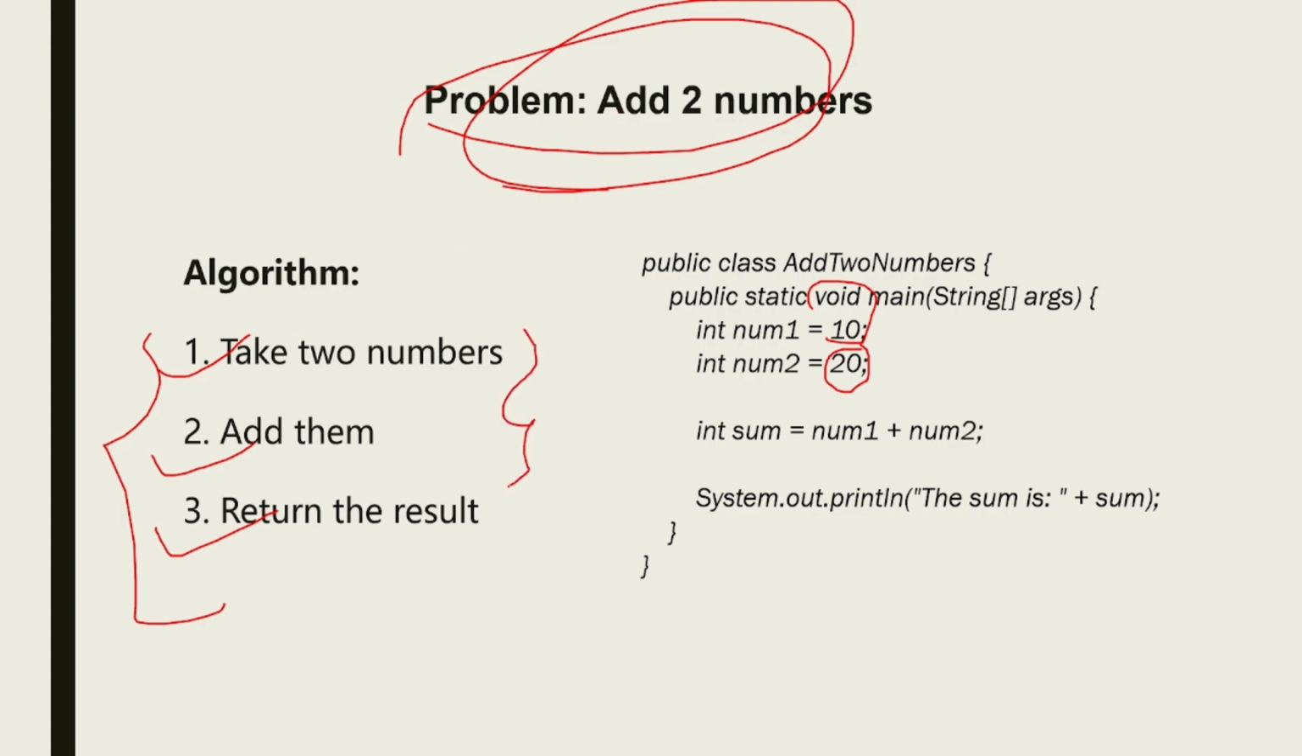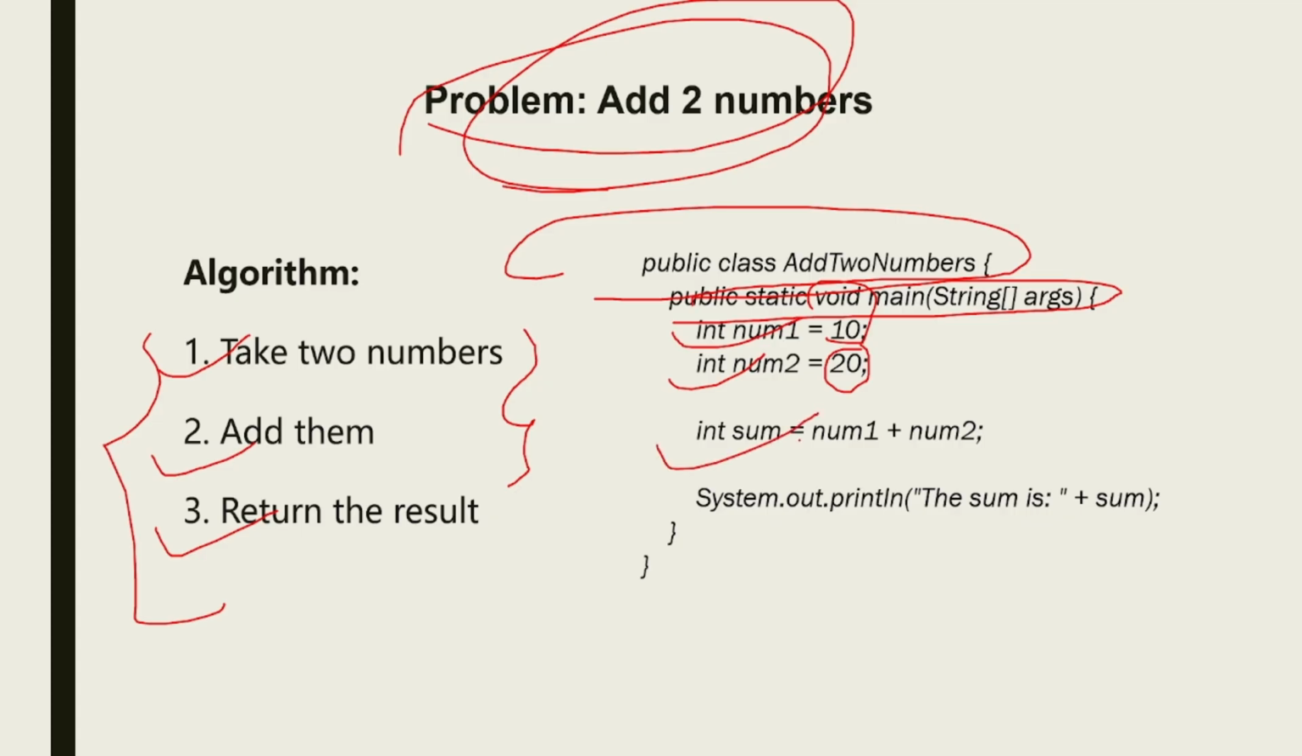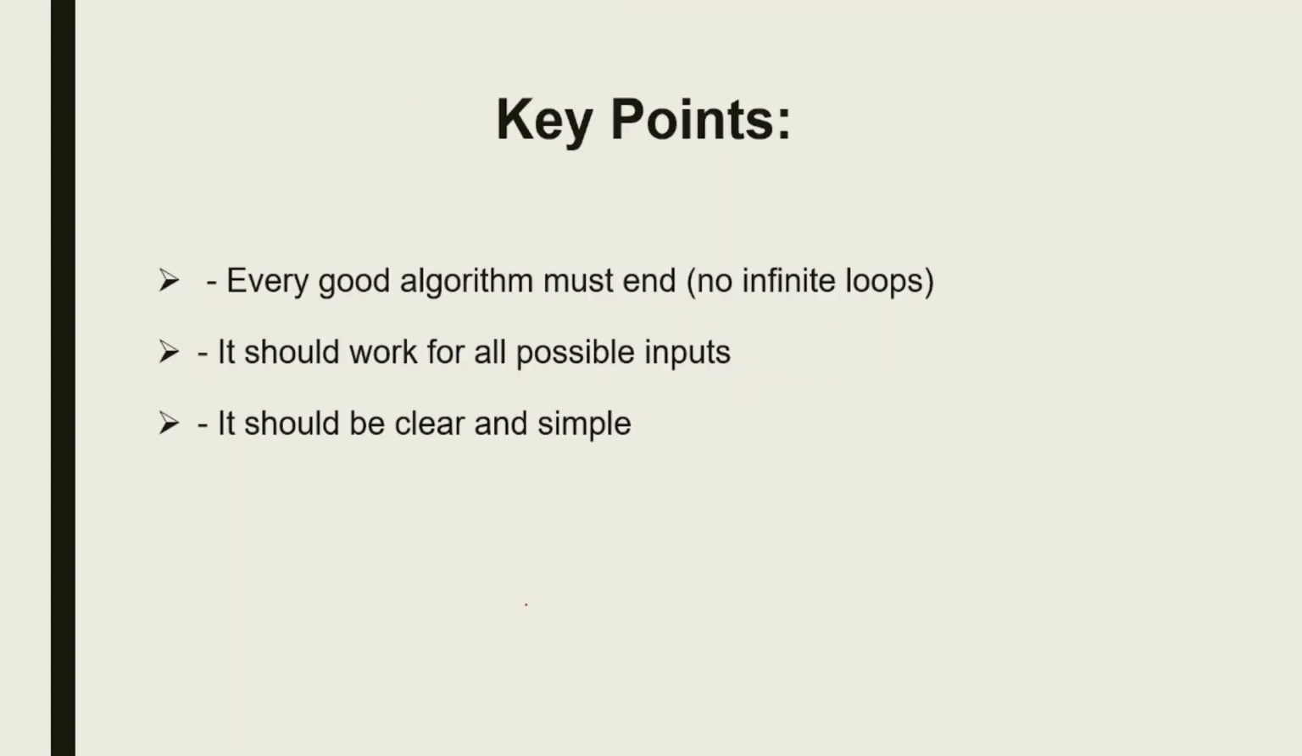Now we'll convert it into code. Firstly we create a class, then this is our main method. After that we take two numbers, 10 and 20. Then the second step, add them. We add 10 plus 20 and store it in a variable sum. Then after that we print this. We can either print it or return it as a result. So this is our add two numbers algorithm.